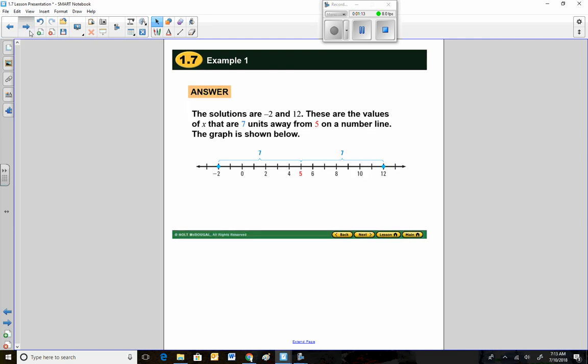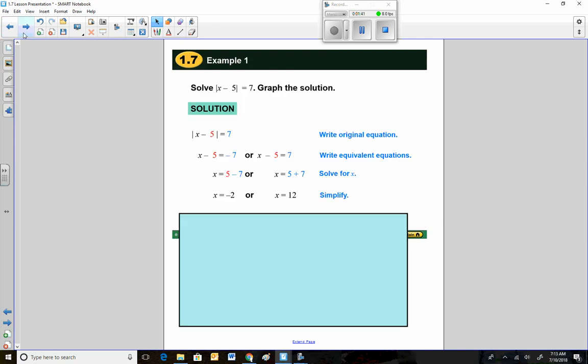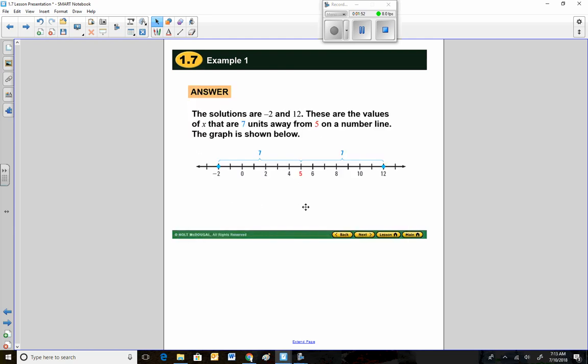Let's take a look at the graph. We have negative 2 and 12. And so these values of x are 7 units away from 5 on a number line. Seven units down, negative 2, 7 units up, 12. That is the absolute value. So, I am so sorry, I keep making mistakes on this. So that's why our solutions are negative 2 and 12, because if we want to move 7 away from 5, we will get a negative 2 and a 12. All right, that's the math involved.